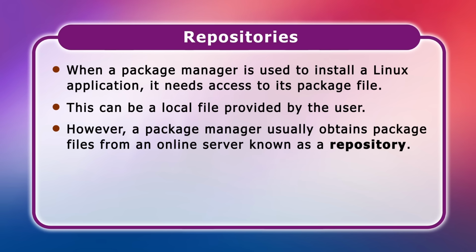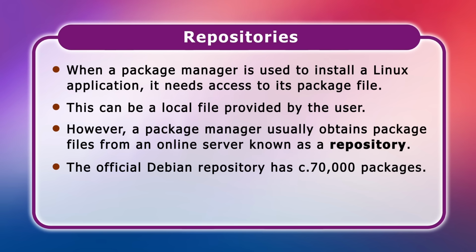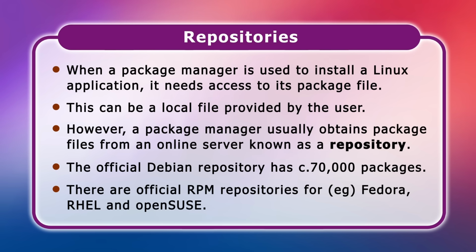For Deb, this includes the official Debian repository, which contains around 70,000 packages. Meanwhile, there are official RPM repositories for Fedora, Red Hat Enterprise Linux and OpenSUSE. It's worth noting that if you install Deb or RPM packages from their official repositories, they should be automatically updated.